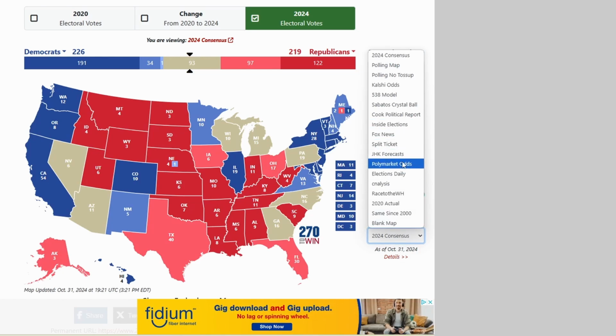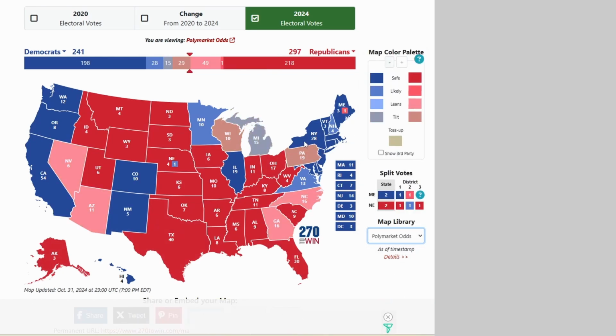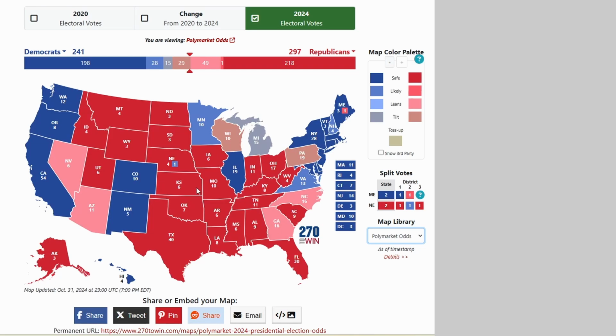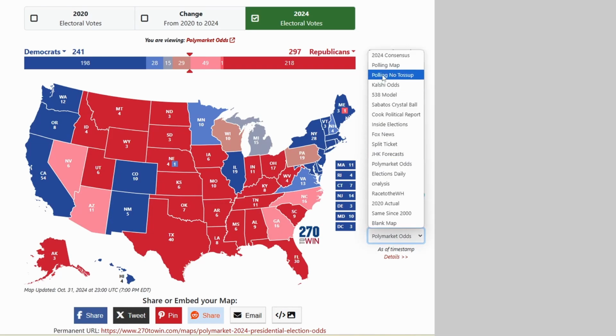But we also looked at this Polymarket. So notice Polymarket, everything's red or blue. Everything is red or blue. There are no swing states according to Polymarket. They don't want swing states. Those aren't very helpful with their gambling.